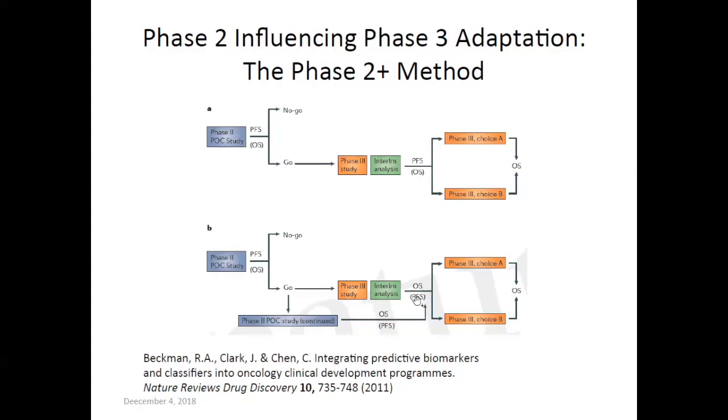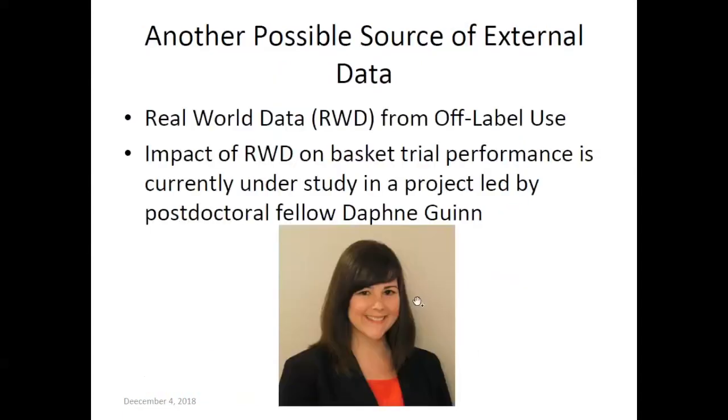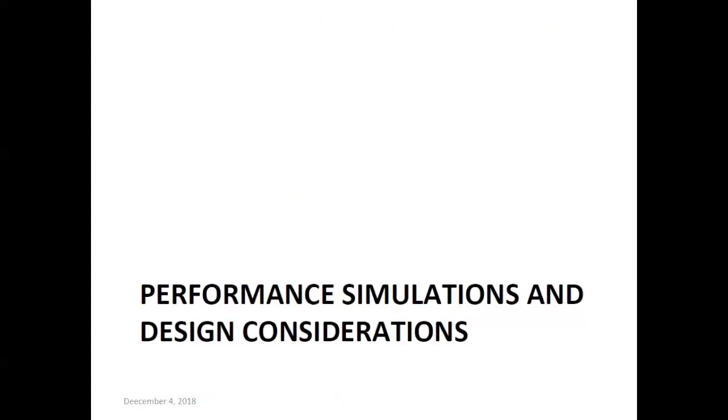So another possible source of external data is real world data. The simulation that I described for you about autoimmune diseases is being done by a team led by a postdoctoral fellow, Daphne Kinn. And she is getting real world data on off-label use of rituximab in autoimmune diseases from the Georgetown MedStar Health System to see if that can improve the performance of the trial.